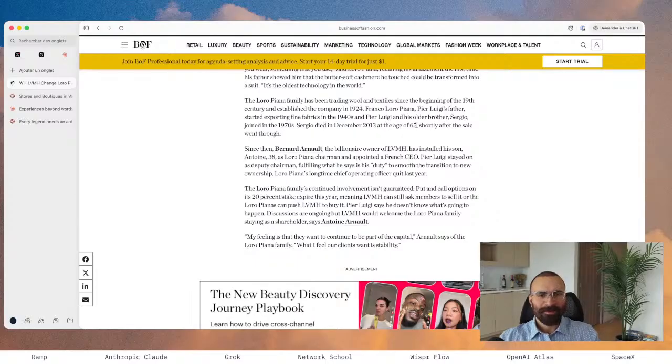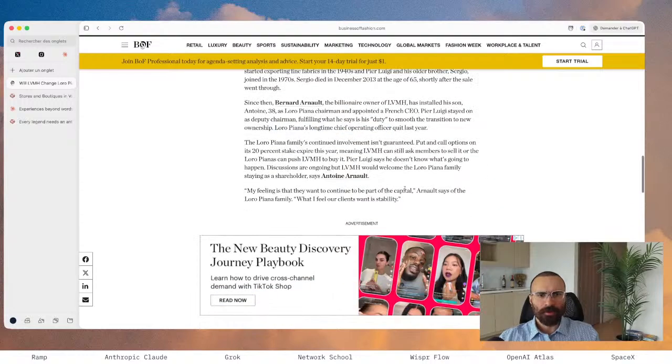Oh no. This sounds very bad. 2013 they were acquired, and the same year. Okay. The billionaire owner of LVMH has installed his son Antoine Loro Piana chair when appointed a French CEO. Duty to smooth the transition to new ownership, Loro Piana's longtime chief operating officer quit last year.